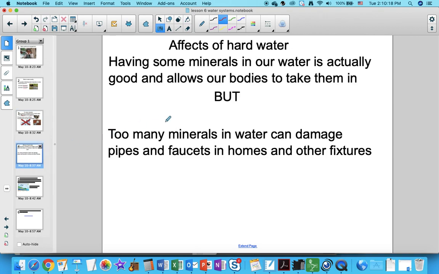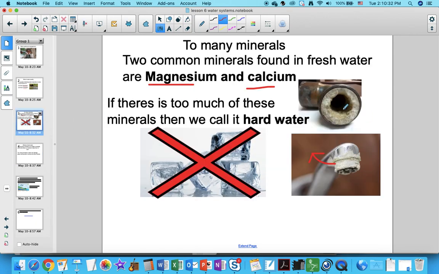Effects of hard water. Having some hard water in our water supply, having some minerals in our water is okay because our bodies can take them in, but too many minerals in the water can damage pipes, damage faucets, and damage fixtures, right? So as this is happening, the water is going to flow through a smaller and smaller surface as more and more minerals build up.